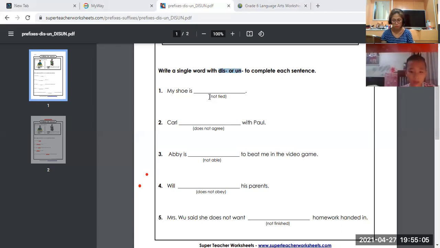Okay, what is your answer? Just put this or an. Do not copy. Put this or an only. I am asking you this and an only. Okay? My shoe is this tied or untied? What is the correct one? Disagree or unagree? What is the correct answer for number two? Just put this or an. Very easy.